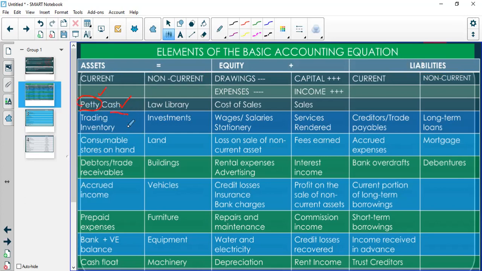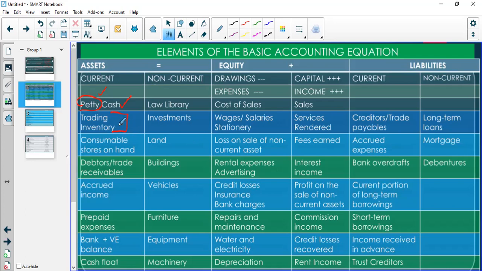Then trading inventory is also a current asset. Trading inventory refers to those goods that we buy for resale. So if you go to Pick n Pay, all that which you see displayed on the shelves is the trading inventory. If you go to another shop, whatever they're selling, whether it's laptops, it's trading inventory. If you go to a BMW dealership and you see a lot of BMWs that have been displayed there, that is trading inventory. Trading inventory, or simply inventory, is those goods that we bought for resale. They're not goods that we bought for use. We don't want to use them. We bought them so that we can sell them.